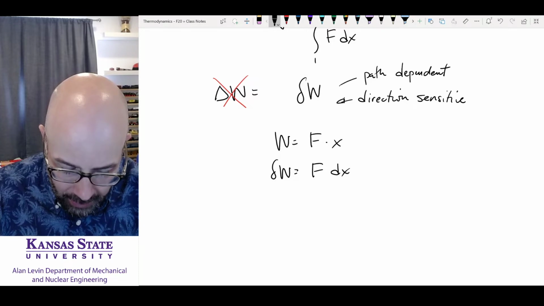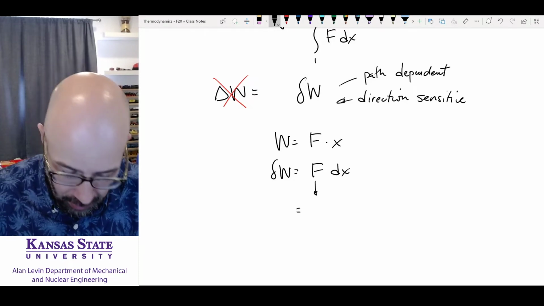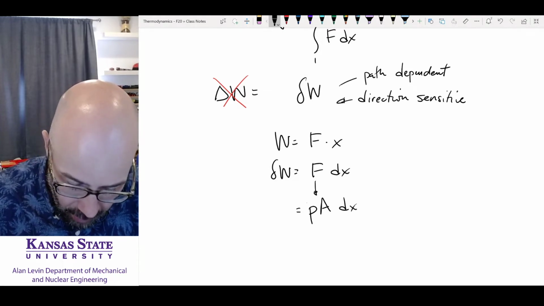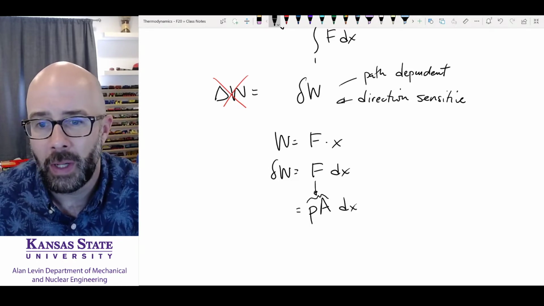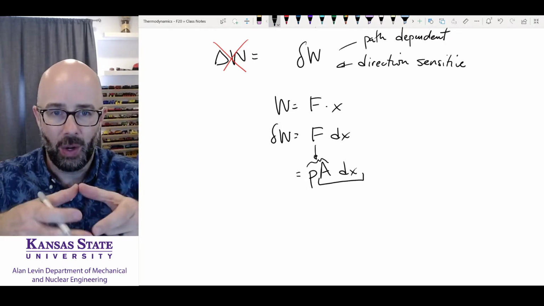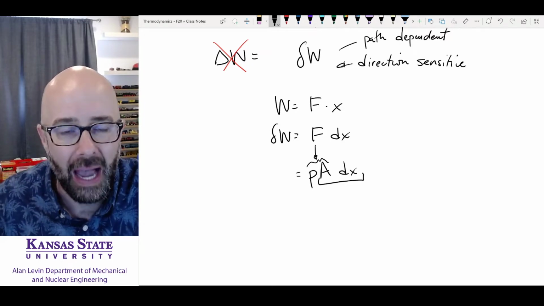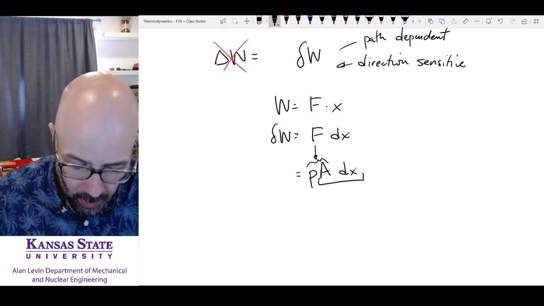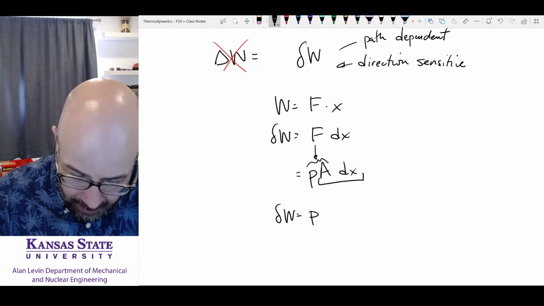Okay, what is force? Well, in this class, we're going to be dealing with pressures times areas to give us the force. So I'm going to write this as pressure times area times dx. Force is written as pressure times area. Now look at this. What is area times dx? If I take an area and I move it through a distance x, what do I sweep out? I sweep out a volume. So this is going to be dW is equal to P times dV.